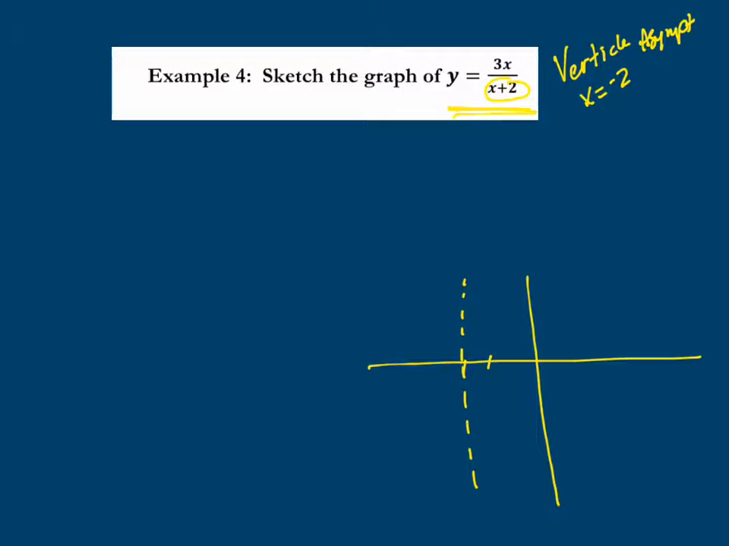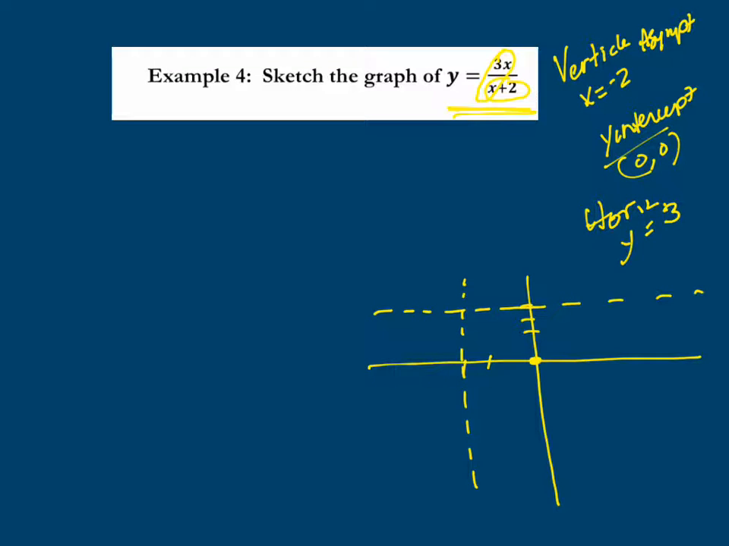And when x is 0, y is 0. So we have a y-intercept of (0, 0). And for the horizontal asymptote, we look at the degree. We have a 3x over an x, so they're the same degree, and it's a over b, so y would be 3 over 1, or 3. So at y equals 3, I have a horizontal asymptote. That tells me all I need to know for that part of the graph.